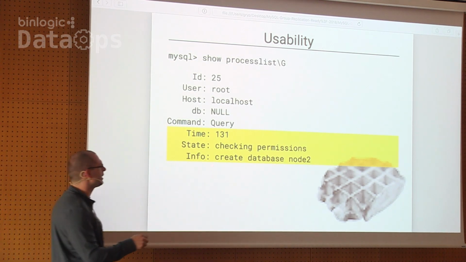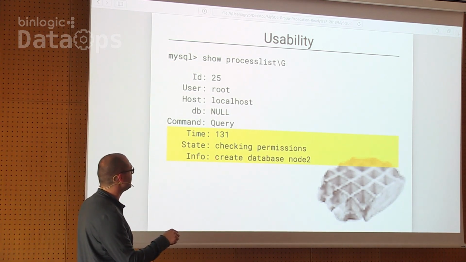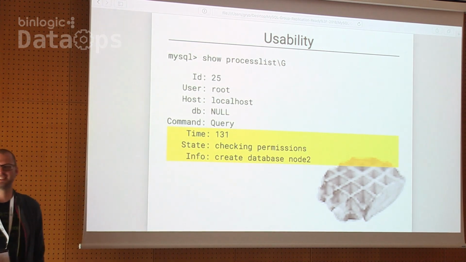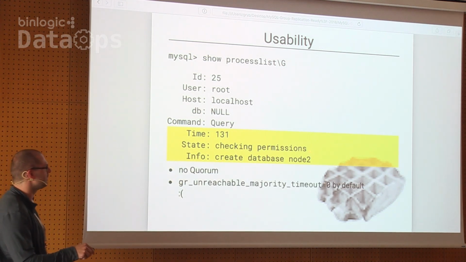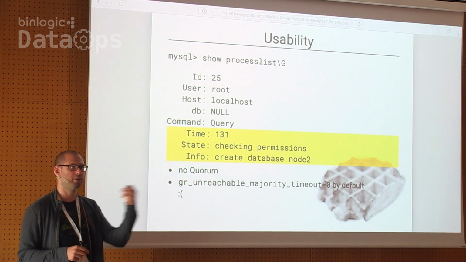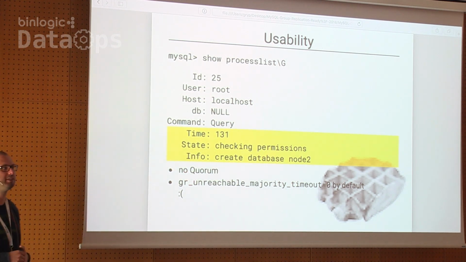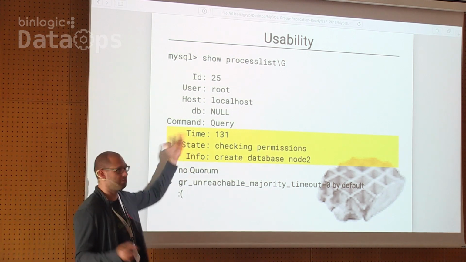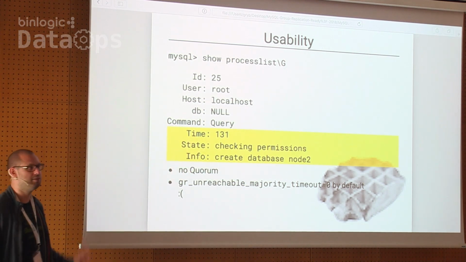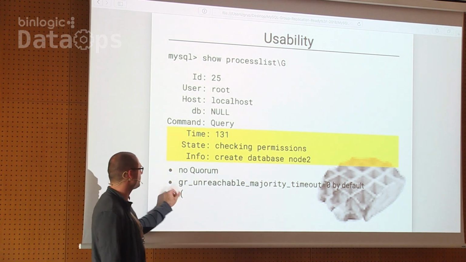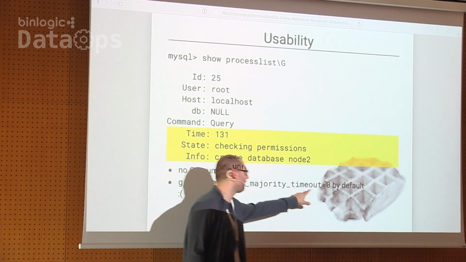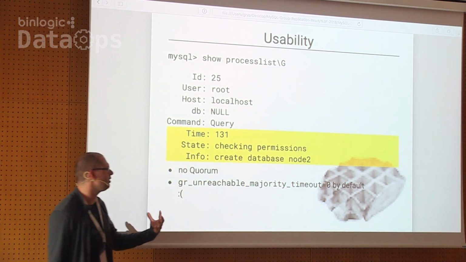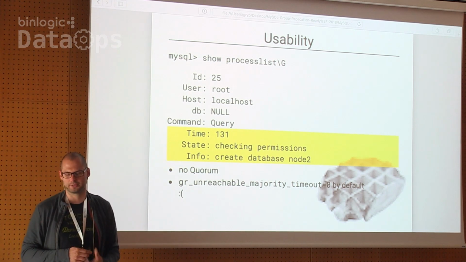Another one here is specific to DDLs. Create database is in state checking permissions for 131 seconds. So what does this mean? Well, actually, it means that the node where you're trying to write to has no quorum. It's not part of the cluster anymore. It lost network connectivity. So keep that in mind, that query will hang forever in the default setting. And this is because, I mentioned GR here, group_replication_unreachable_majority_timeout is 0 by default. So it will wait forever to be joined back into the cluster.